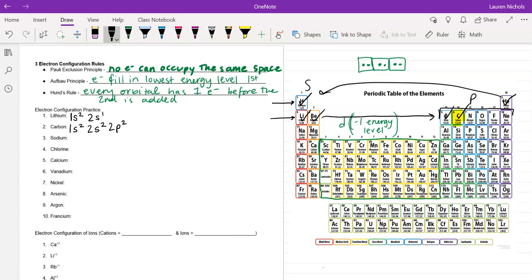And then for sodium, it would be similar. We would keep going all the way to sodium, so it matches. It's 1s2, 2s2, 2p, 1, 2, 3, 4, 5, 6, all the way to neon, so 2p6. And then we look at row 3, and sodium is on row 3, sublevel S, and it's the first box, so 3s1. And so it keeps going through all of that.